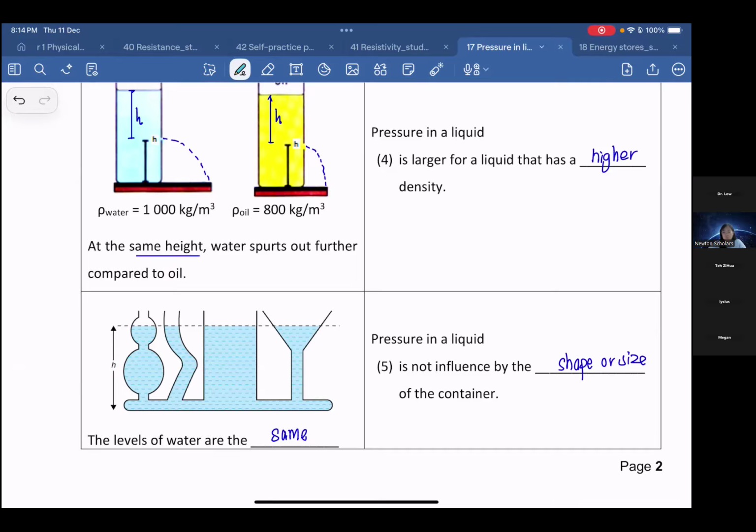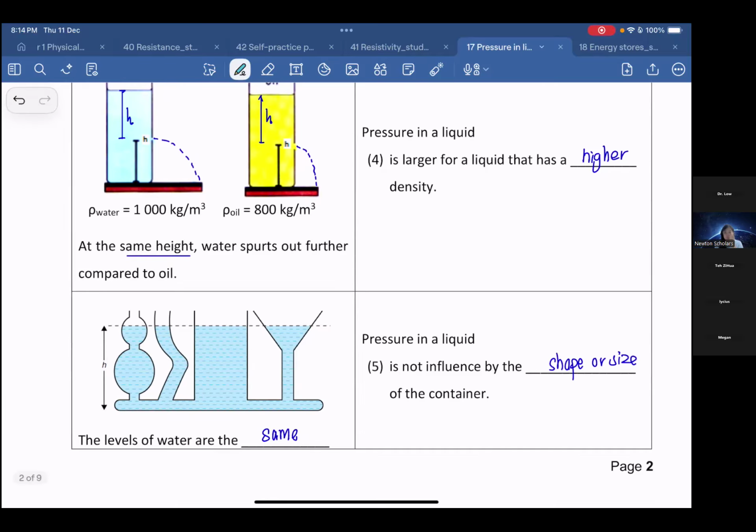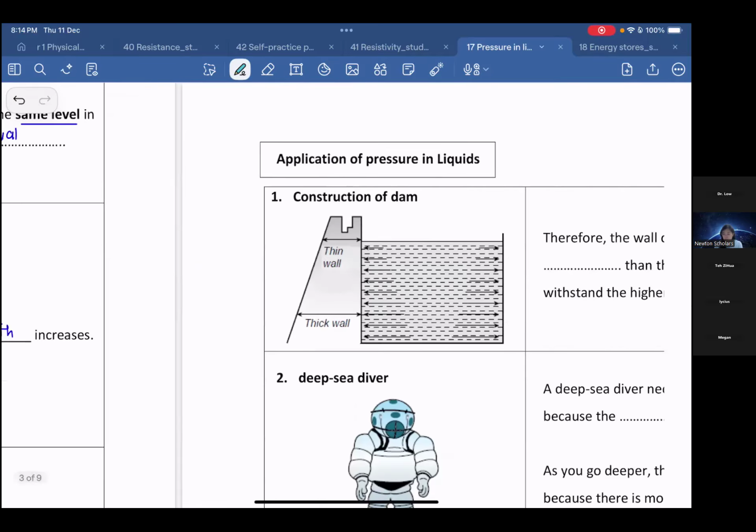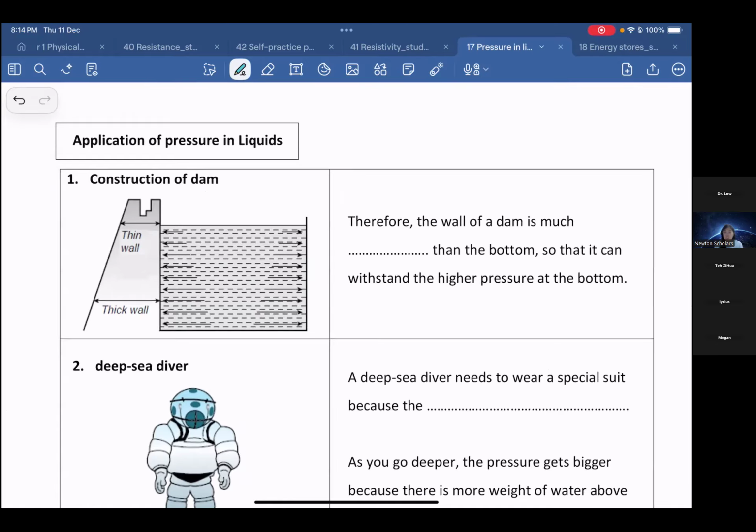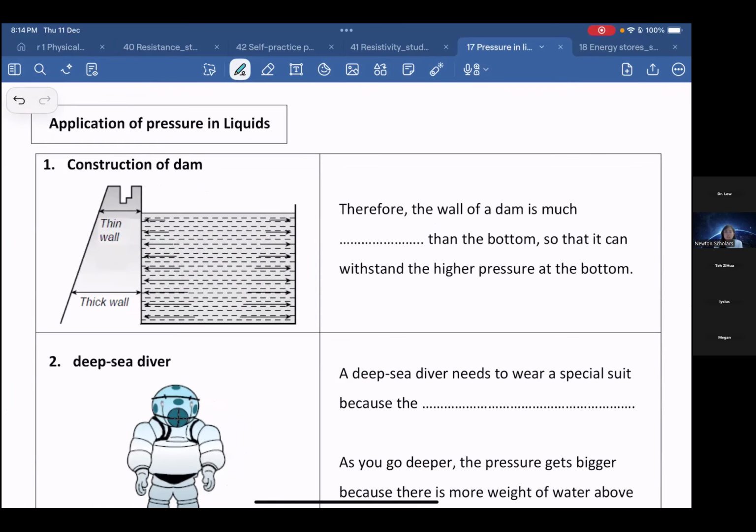So can we go to your next page, page number 3? Okay, application of pressure in liquid. We already learned about pressure in liquid. We understand that when we go deeper, the liquid pressure will be higher. That's why you see this arrow getting larger in size.